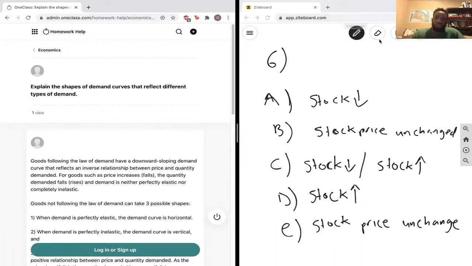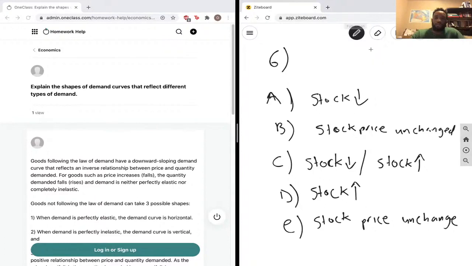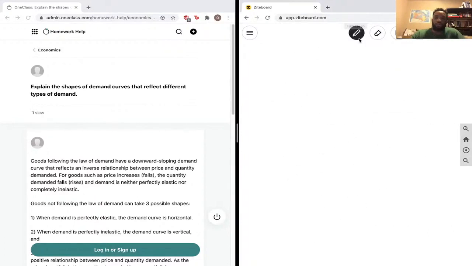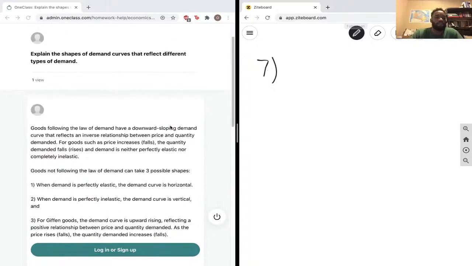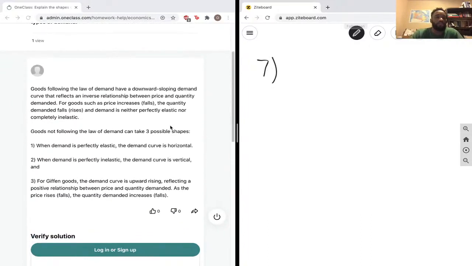So this is question number 7 for us. Explain the shapes of the demand curve that reflect different types of demand. Our tutor said, goods following the law of demand have a downward sloping demand curve, which reflects the inverse relationship between price and quantity demanded.